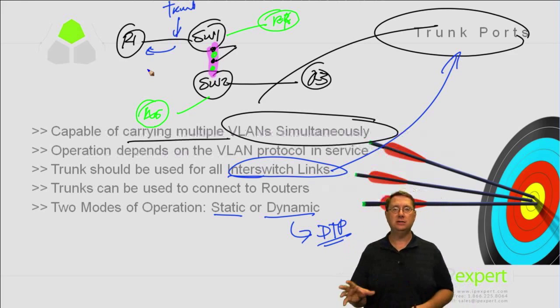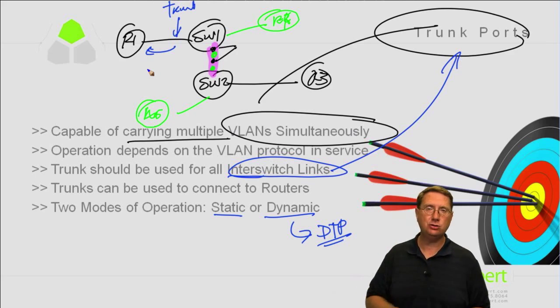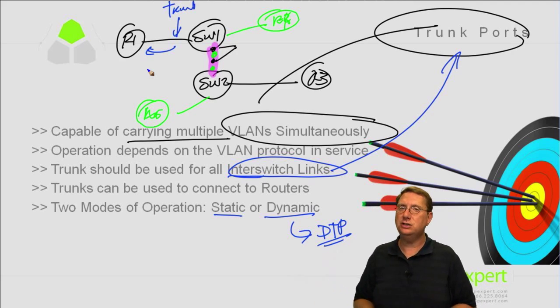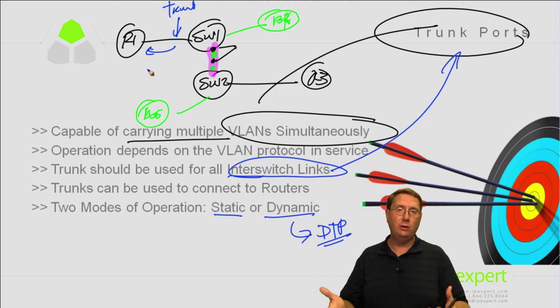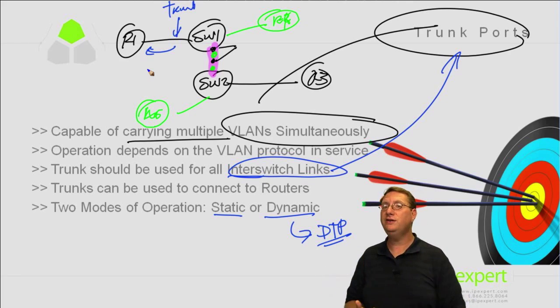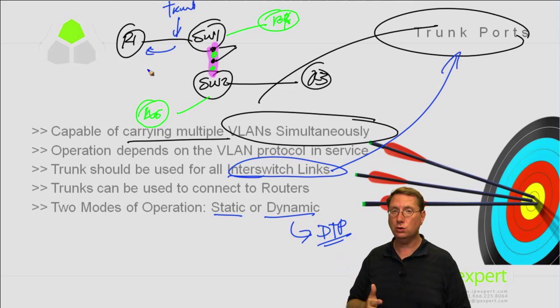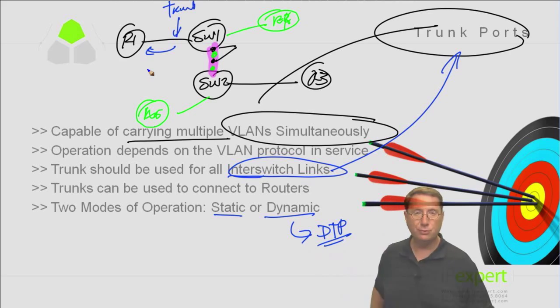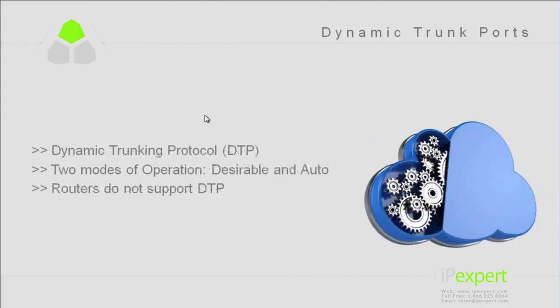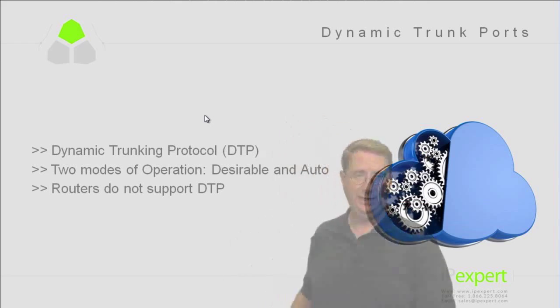So it's important for us to understand that Dynamic Trunking Protocol will not be running on our routers. If we were asked a question to minimize traffic where possible, or reduce the number of unnecessary frames, we may find ourselves in a situation where we want to restrict the VLANs that can travel across the trunk going towards the router and also disable DTP, Dynamic Trunking Protocol. With that being said, let's take a look at DTP.